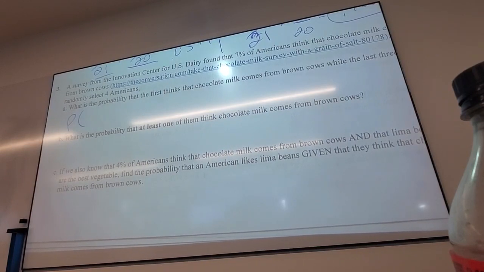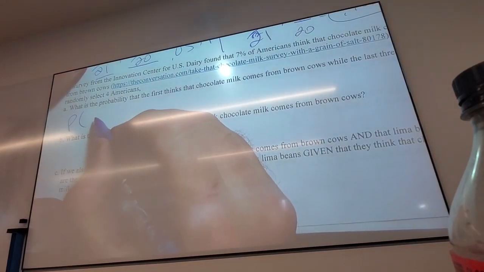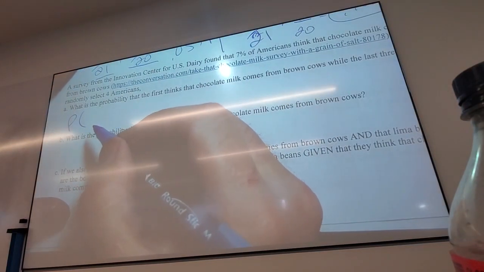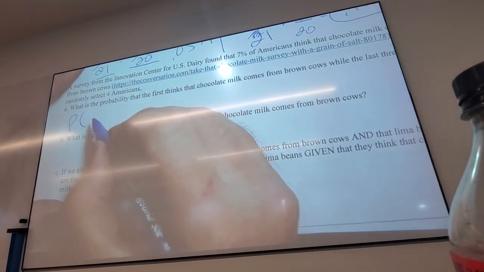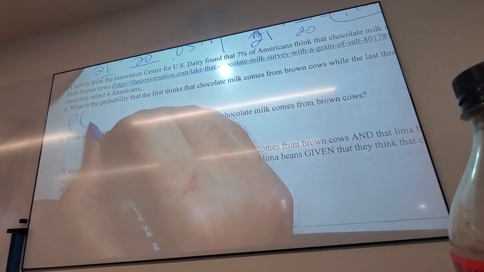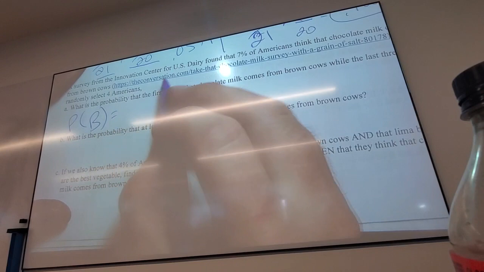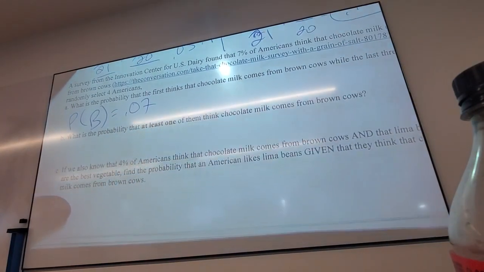So guys, let's pick a variable for the belief that chocolate milk comes from brown cows. What letter do you want to use for that? S for stupid? No, that's not right. T for true? B for brown. B for brown, all right.